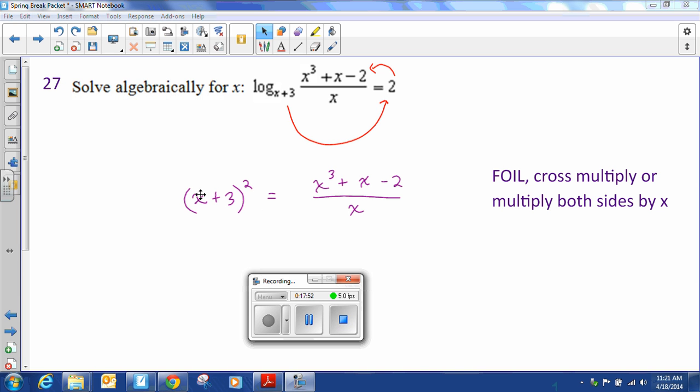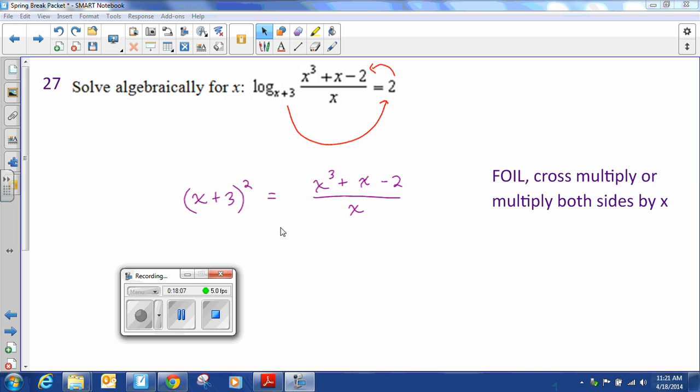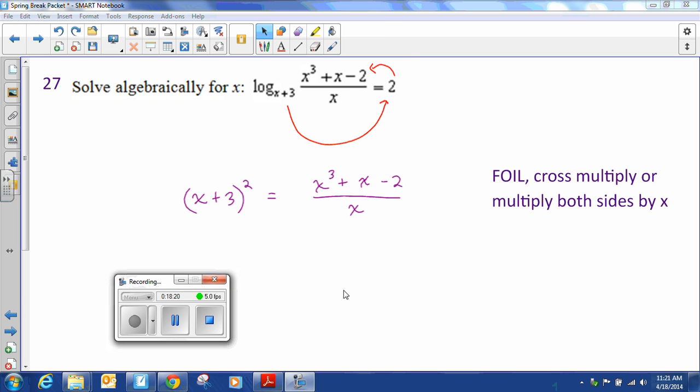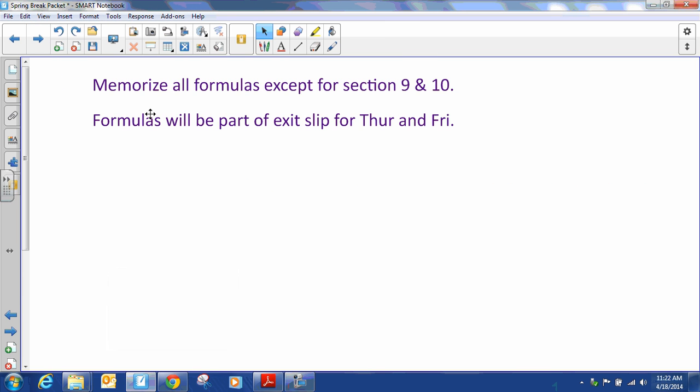From here, well, you need to FOIL and then get rid of the x in the denominator. And you can do that either by cross multiplying or multiplying both sides by x to eliminate the x over here. Then you just solve this, you gather everything on one side, set it equal to 0, solve quadratically, either by factoring or using the quadratic formula. So good luck to you with this.